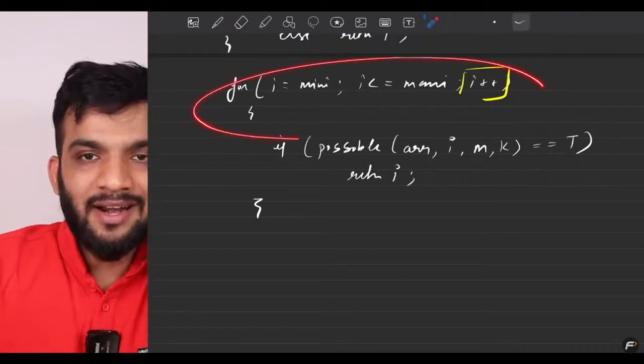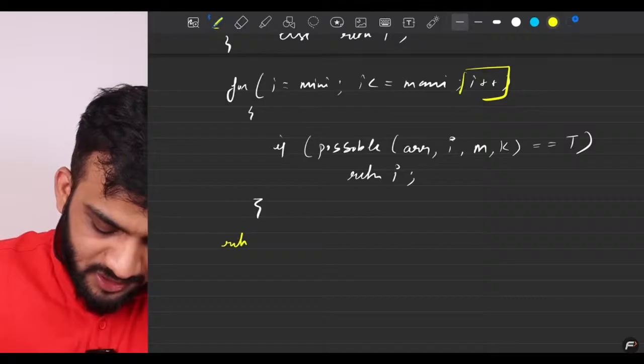And if we have tried out everything and at the end of the day you don't get your answer, you can return -1.